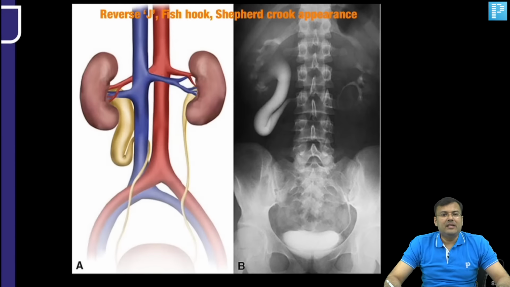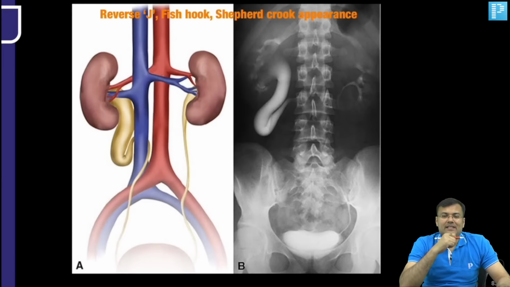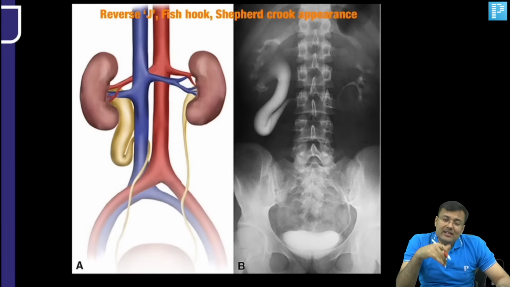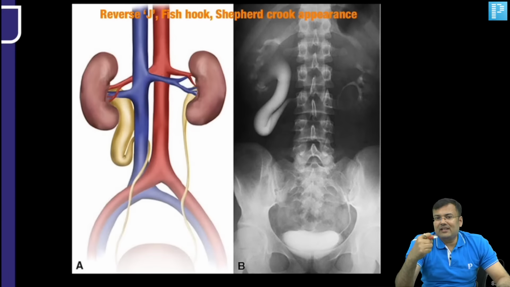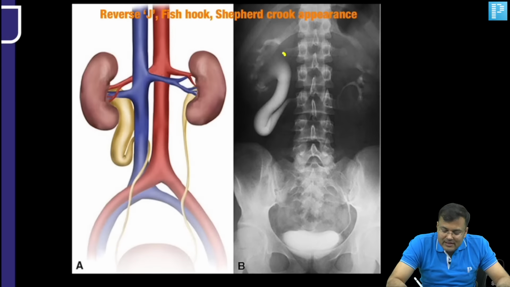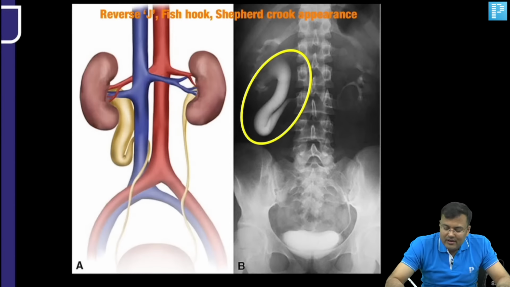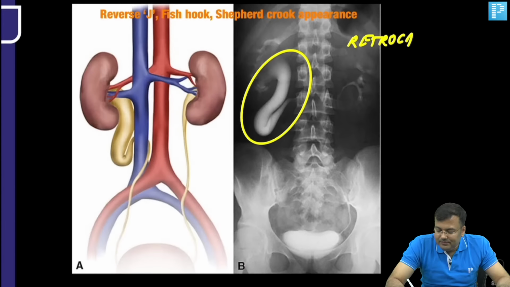Next, guys, easy. Can you see this? Ureter is going behind the IVC. Actually, ureter is normal. IVC is abnormal. But IVC is a strong structure. That's why the ureter has to change. And if you perform IVP, this kind of appearance is there. Since the ureter is going behind the IVC, it is known as retrocaval ureter. Retro means behind.